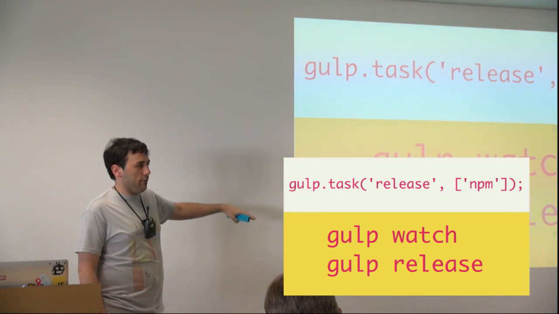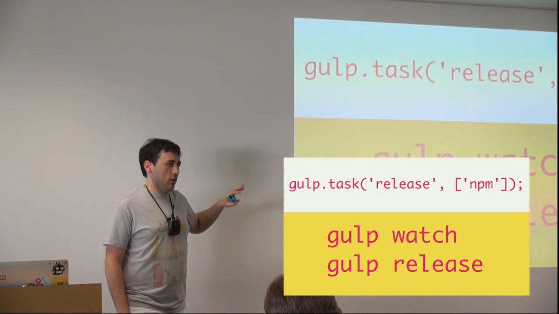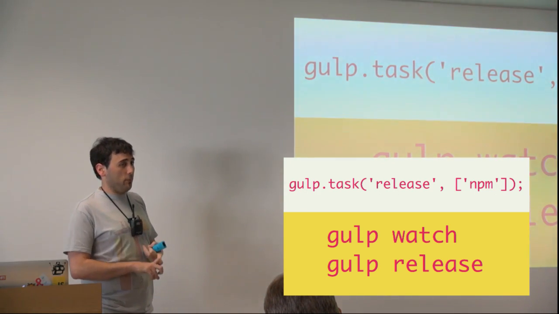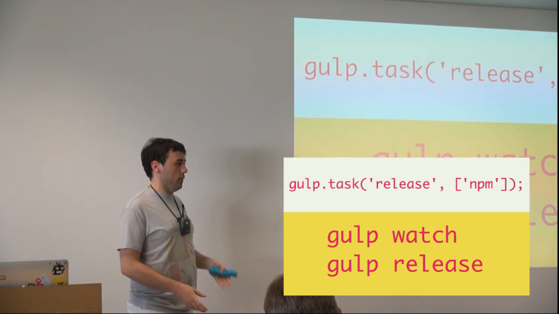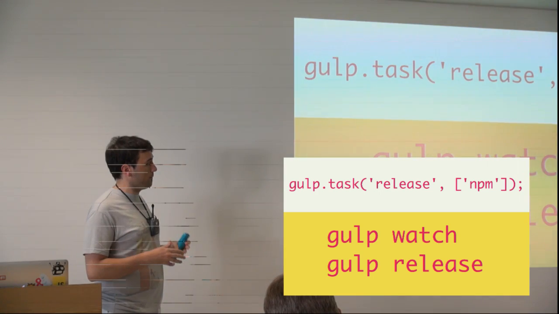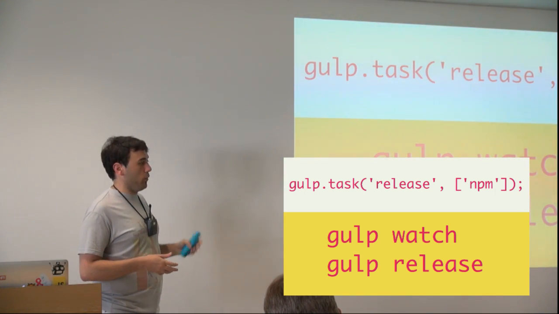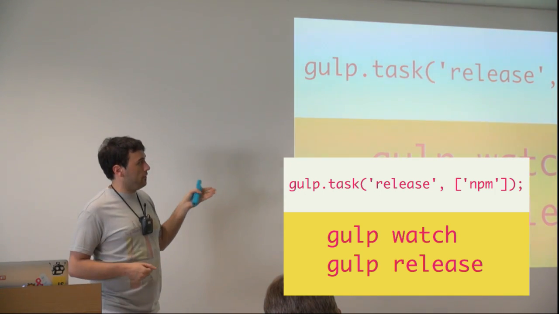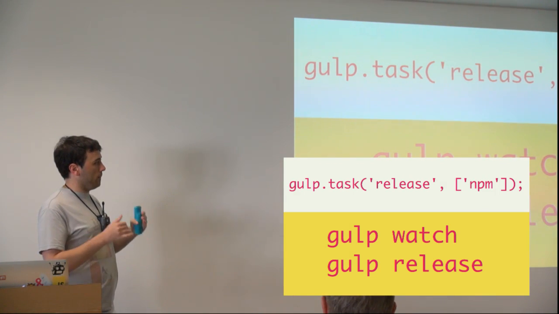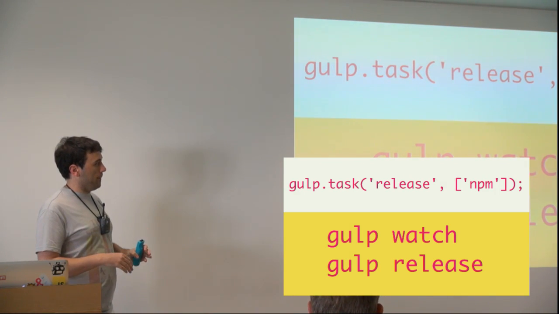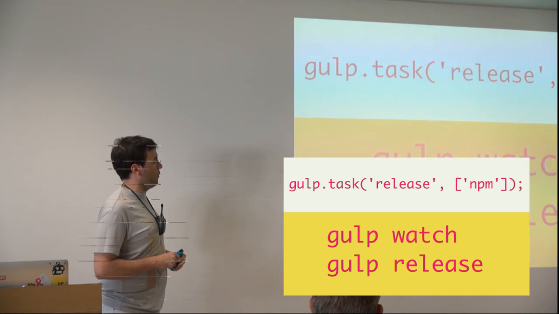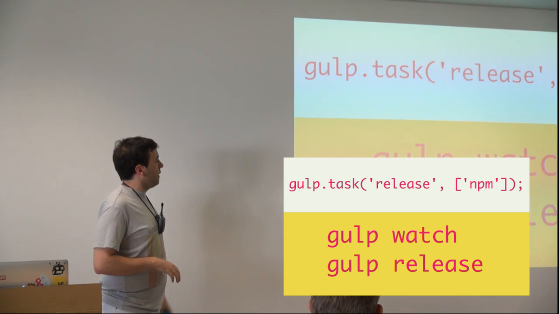So really, you have two different flows for your application. You have the development flow, which is gulp watch, and you just continuously develop your application, and as code changes, your build will run again. And then you have the release flow, which will allow you to build, bump the versions, and release, and do all the nice stuff that you don't want to do ever by yourself.